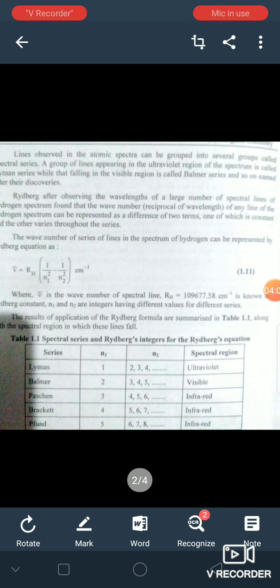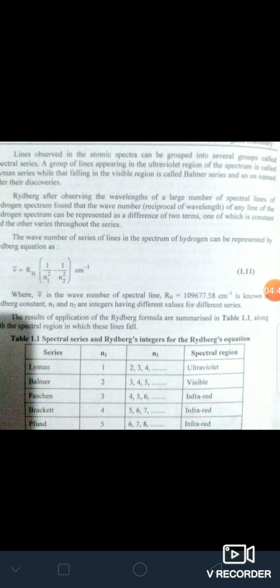Rydberg, after observing the wavelength of a large number of spectral lines of the hydrogen spectrum, found that the wave number, the reciprocal of wavelength, of any line of the hydrogen spectrum can be represented as a difference of two terms, one of which is constant and the other varies throughout the series. The wave number of a series of lines in the spectrum of hydrogen can be represented by the Rydberg equation.